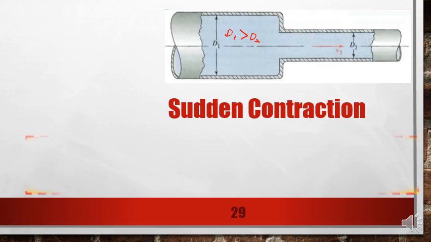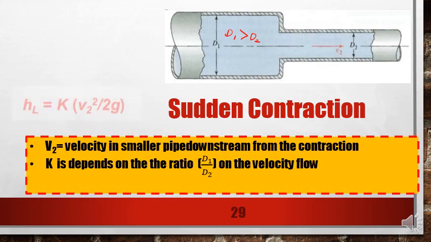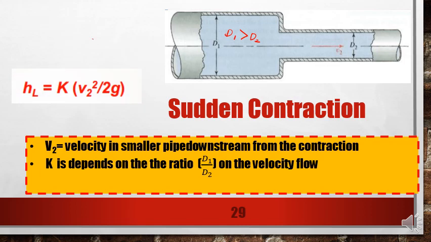Therefore, the formula to calculate the HL, the energy loss, relies on V2 in this formula, which is the velocity at the smaller pipe. And K here depends on the ratio between D1 over D2, which is the ratio of the bigger diameter divided by the smaller diameter, and the velocity V2.